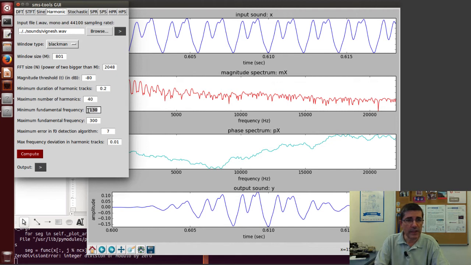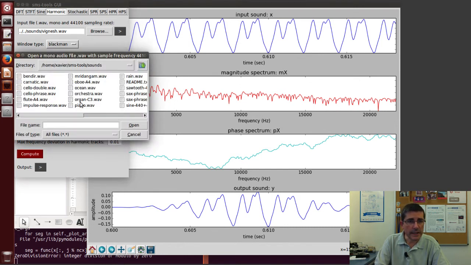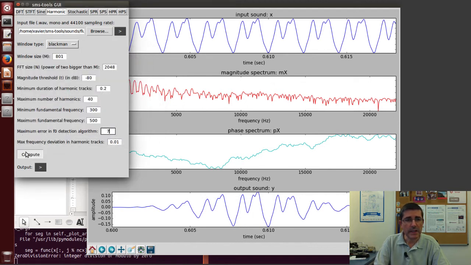We have to set the minimum and maximum fundamental so that 440 fits, so 300 and 500 should be plenty. For the error in the pitch detection, let's take the default 7, and for the deviation, let's start with this value and see what happens. Oh, and of course we need to load the flute sound. Okay, now we can compute it.